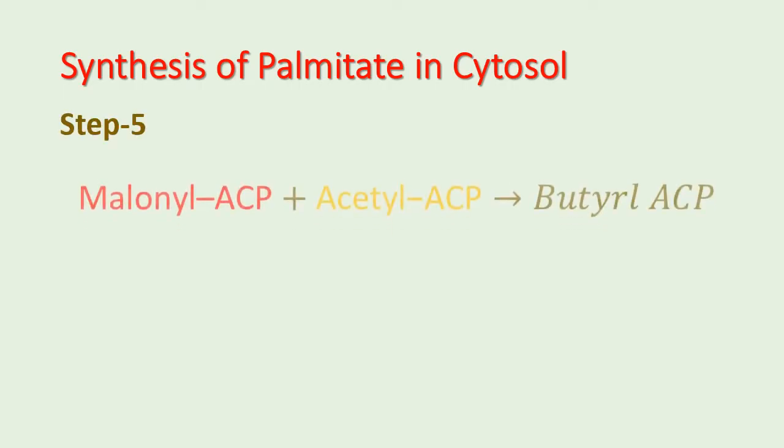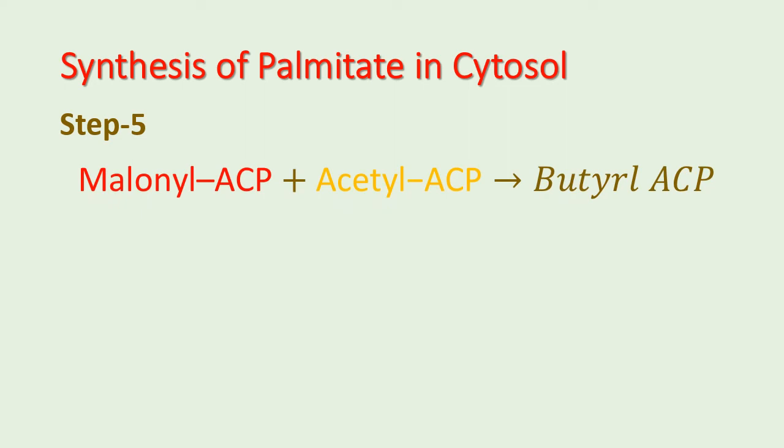The next step in the synthesis of palmitate in the cytosol is simply the combination of this malonyl ACP and acetyl co-ACP, which results in the production of butyryl ACP. We have discussed up to the production of the 4-carbon fatty acid.